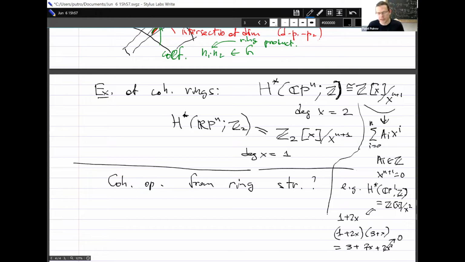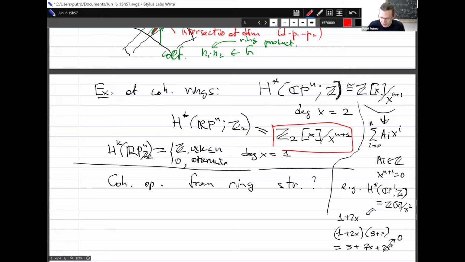And similarly for RP^n with Z2 coefficients. Here in this case, H^k(RP^n) is equal to Z2 for k from 0 to n and 0 otherwise. You're just writing the result in this way, and we immediately get a ring structure. It's not just a group structure in each degree. It tells us what the ring structure is.